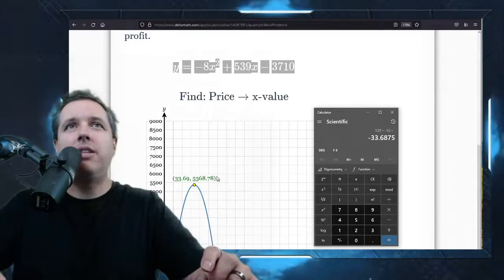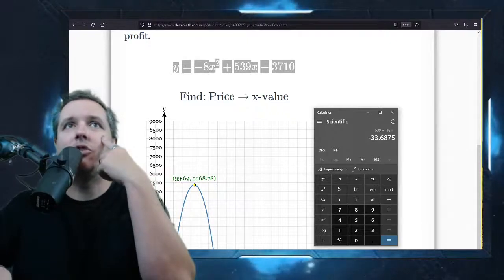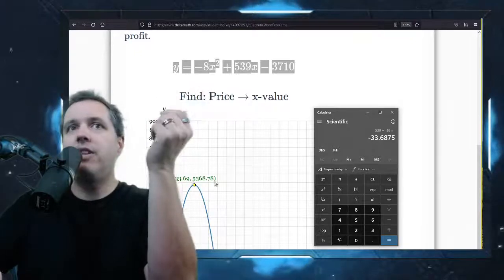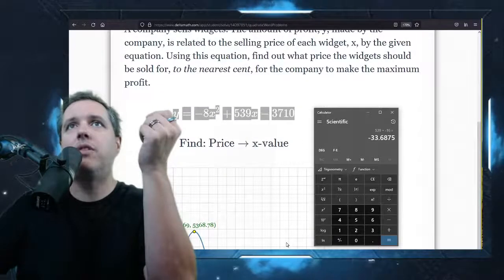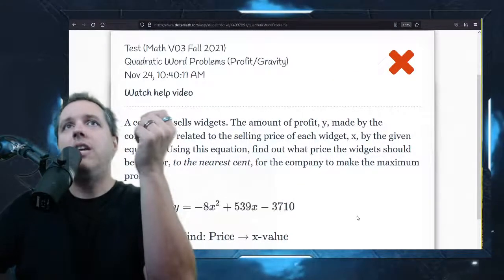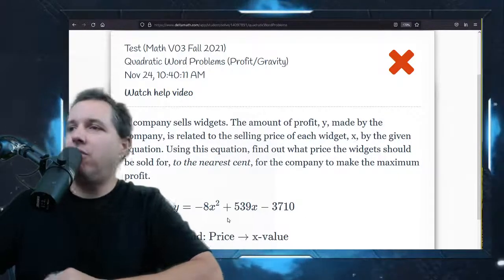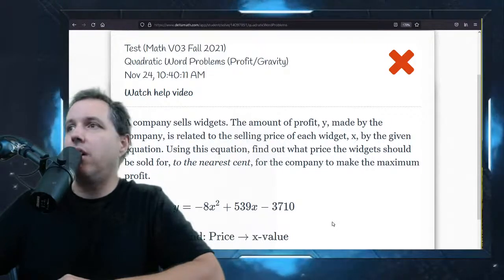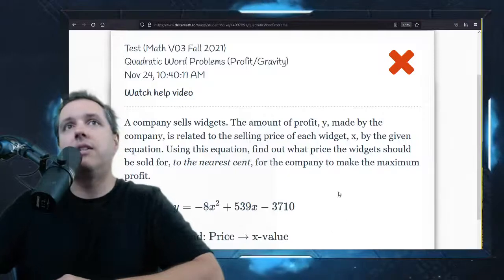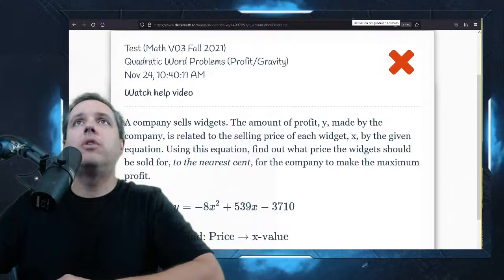Where did this number come from? Well, we have the equation and we have an x value. So just plug your x value into here and you will get the y value. And then you know, okay, 33.69 is the best price that we can come up with in this case. So even though, yes, it's a word problem, they're still basically giving you the quadratic equation, right? It's not like you have to come up with the thing on your own. You can sort of figure out what it is. So not too bad.